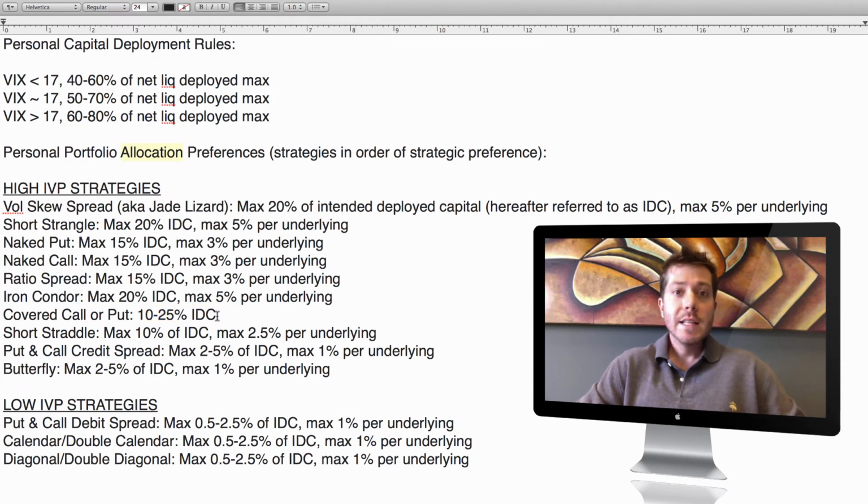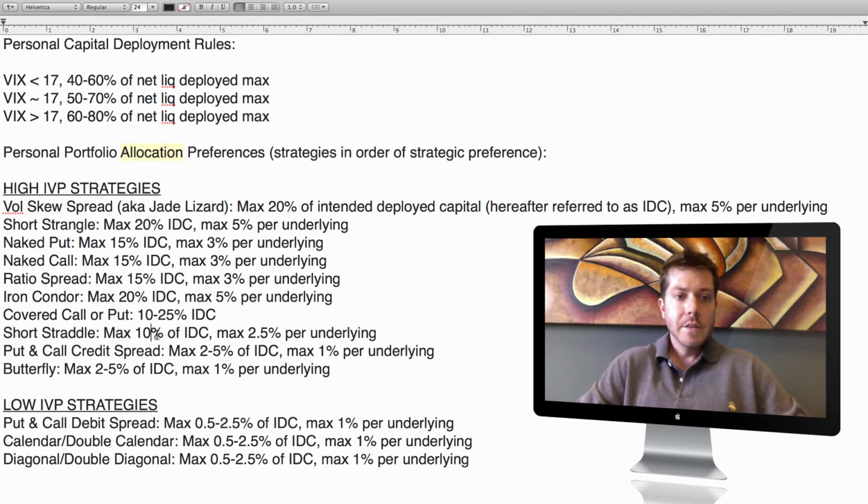And notice here, I'm not saying 10 to 25% of net liquidity. I'm saying 10 to 25% of whatever your intended deployed capital number is. In this case, if we're using 50% of 100,000, then we're talking about covered calls or puts being 10 to 25% of 50% of 100,000, so 10 to 25% of that 50,000 intended deployed capital.